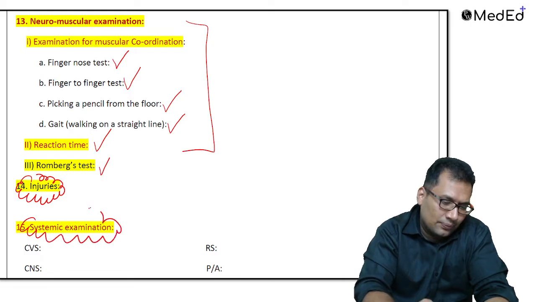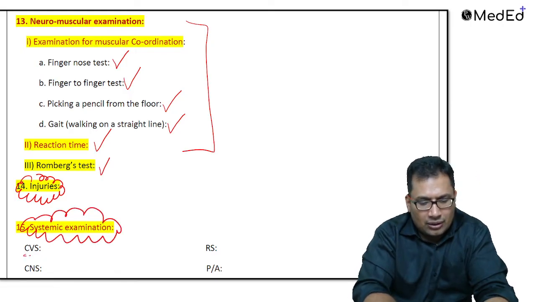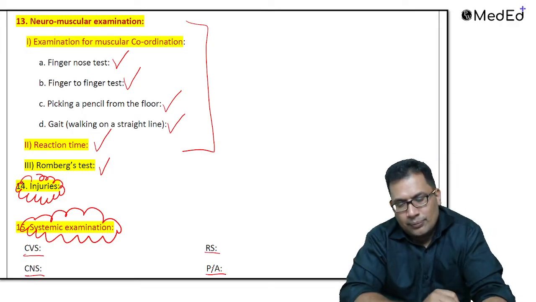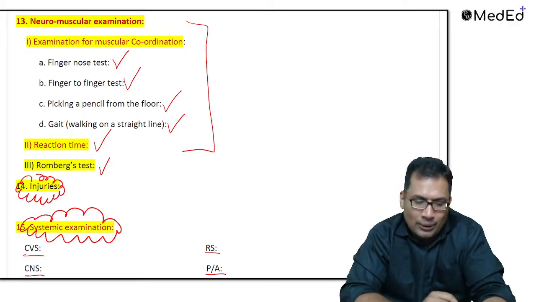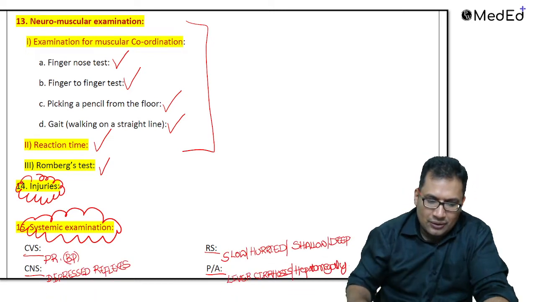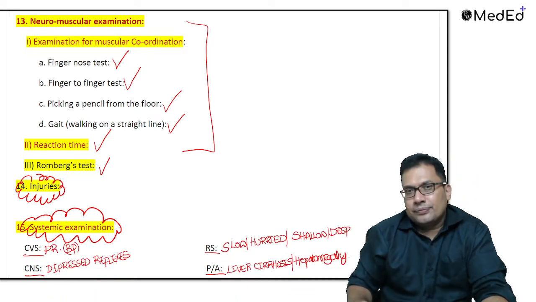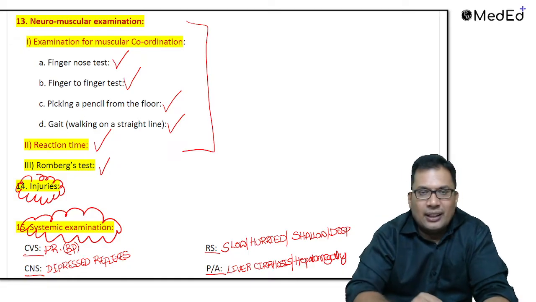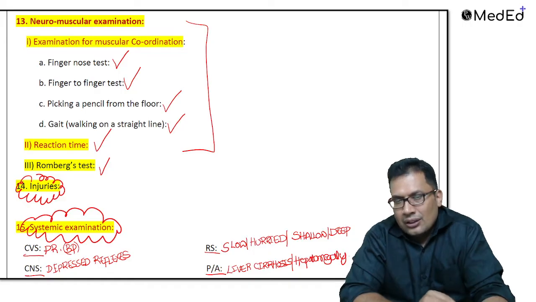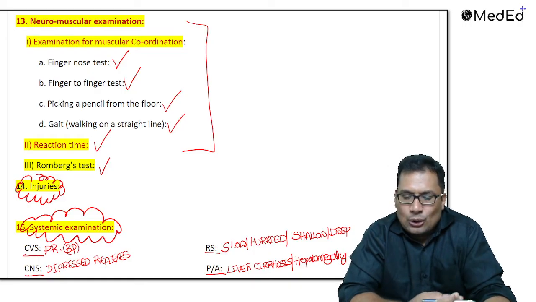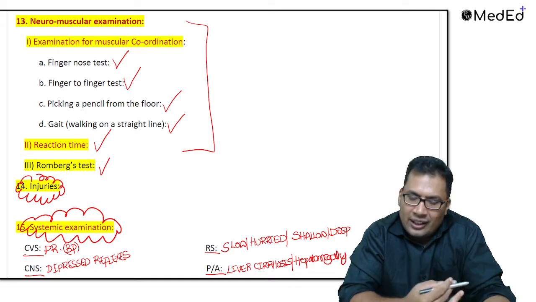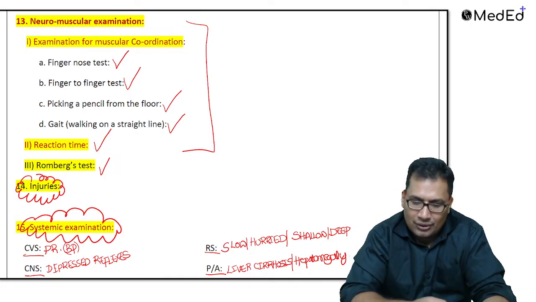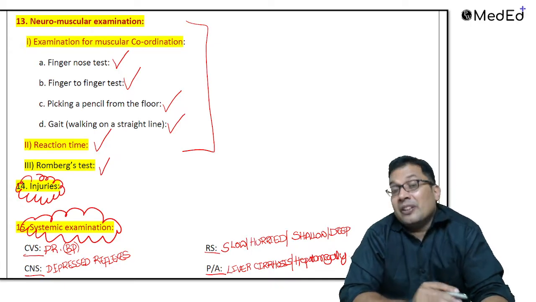Systemic examination like CVS, CNS, RS, and abdomen. For abdomen, there can be cirrhosis, acromegaly. CVS, there can be increased pulse rate, BP. CNS, there can be depressed reflexes. Respiratory system, respiratory rate is slow, whether it is hurried respiration, shallow respiration, deep respiration. All this we can mention if it is there.